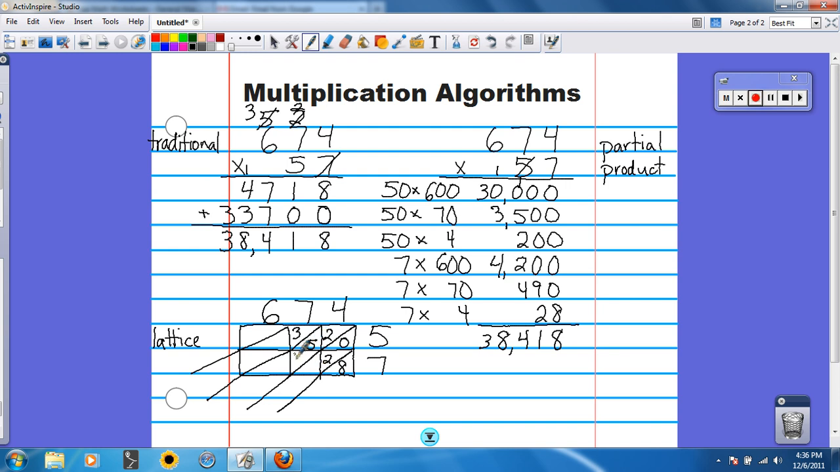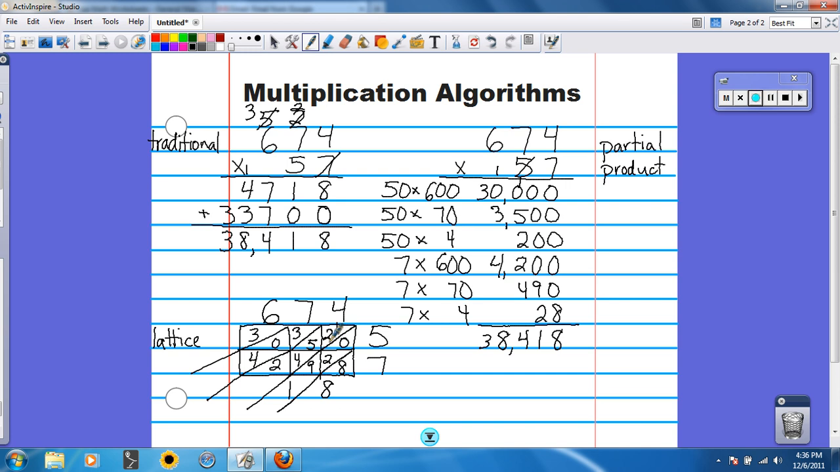7 times 7 is 49. 6 times 5 is 30. And 6 times 7 is 42. From here, we're going to add all of our numbers diagonally. So in this one, it's just an 8 by itself. Then we have 2 plus 9, which is 11. When we carry, it goes to the next diagonal.